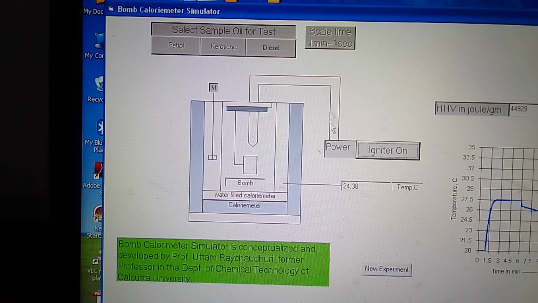And this bomb calorimeter, as you know, is utilized for determining the heating value of solid fuels like coal, coke, or even liquids like gasoline or petrol, kerosene, diesel, and any other petroleum oil. That's all I wanted to tell about the bomb calorimeter experiment.